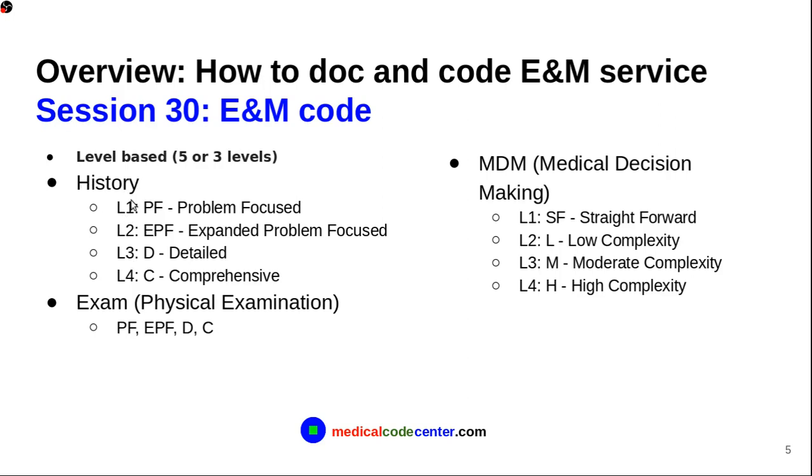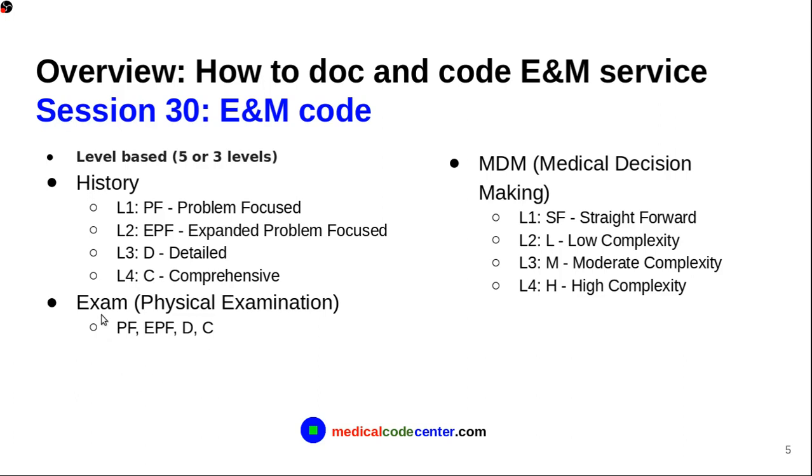For the history section, there are 4 levels. The first level is PF, which stands for problem focused. The second level is EPF, expanded problem focused. And then D stands for detailed, level 3. And the highest level, level 4, is C, which stands for comprehensive. So this will be PF history, or EPF history, or detailed history, or comprehensive history.